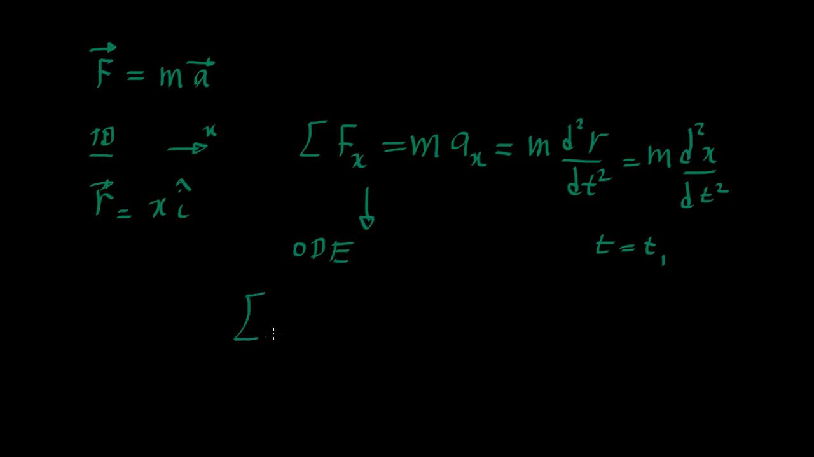So it would be sigma f of x is equal to m times the second derivative of x with respect to time, which we show with double dots. One dot is just the first derivative. The second dot means the second derivative. It's a little notation that makes writing the equation easier. So this is a differential equation, ODE.